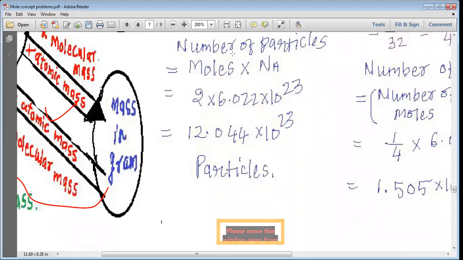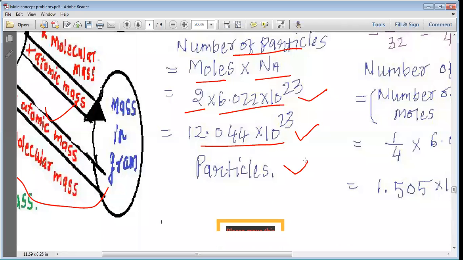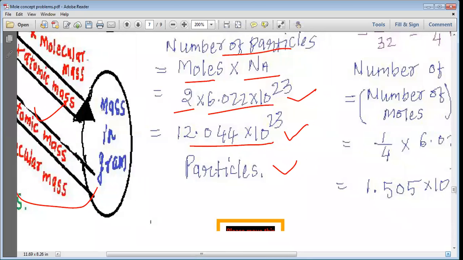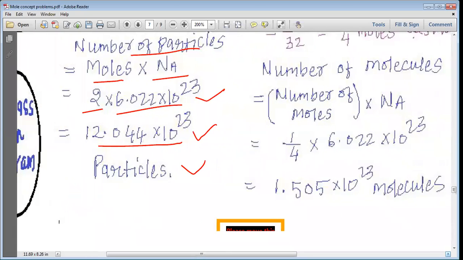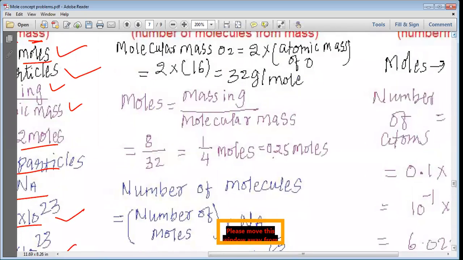Now number of particles is equal to moles multiplied by the Avogadro number. Moles are 2, Avogadro number is 6.022 into 10 to the power 23, which simply gives us 12.044 into 10 to the power 23 particles. So this is how, my dear students, we solve the questions given to us. Now let's move to the next question.